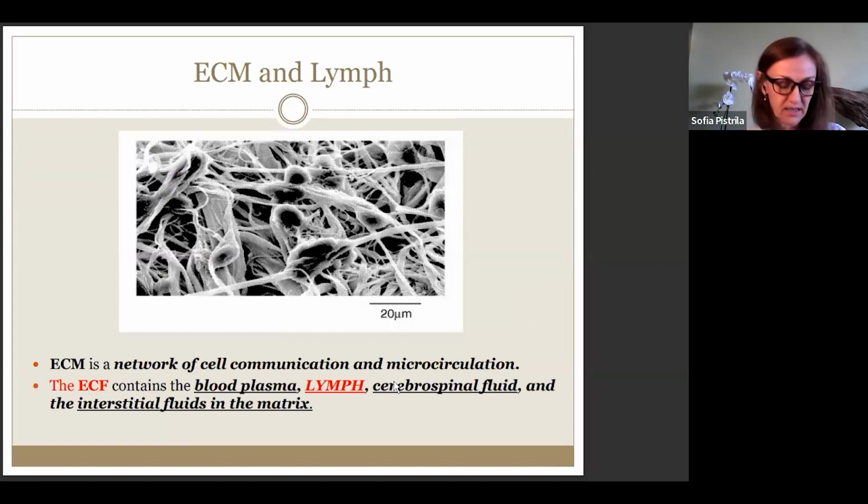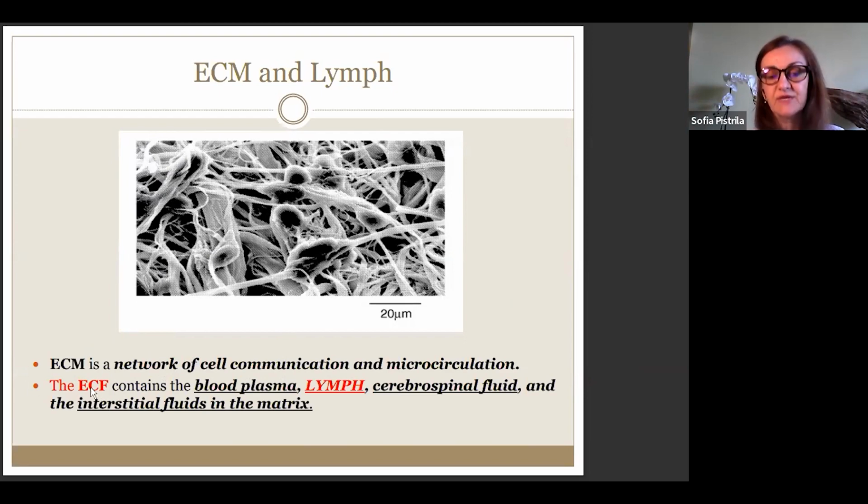This is how it looks in a microscope. You see, to me, it looks like hundreds of roads there, maybe suspended roads, a really, really busy thing. So again, extracellular matrix is a network of cell communication and microcirculation.